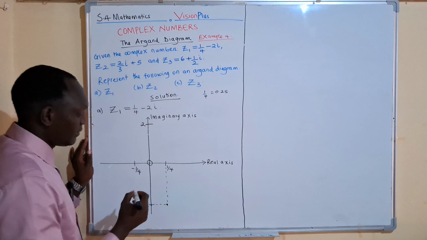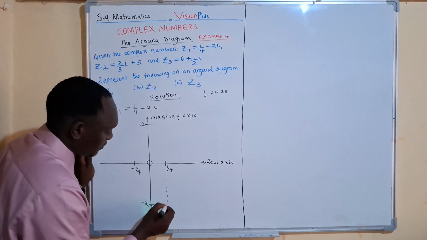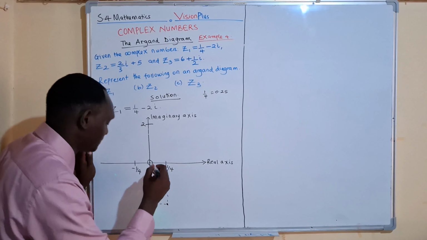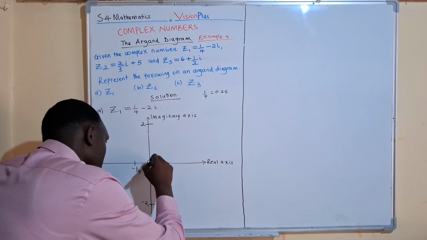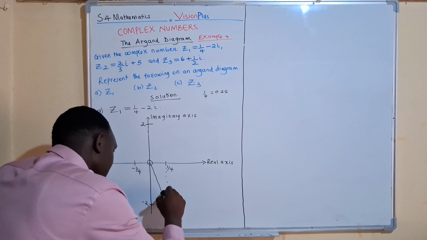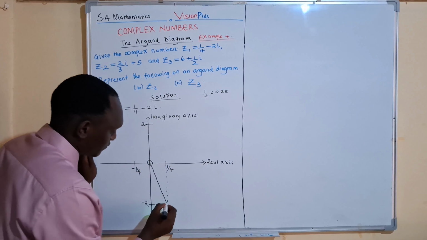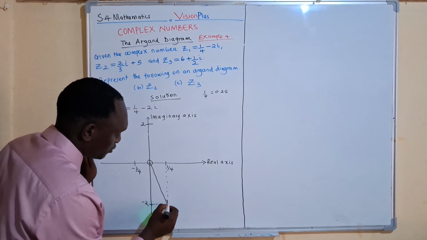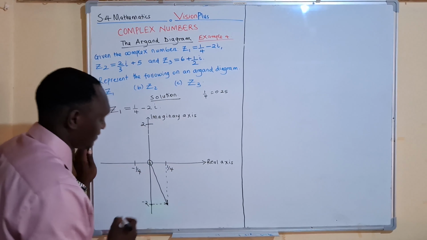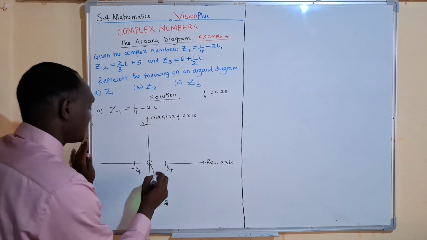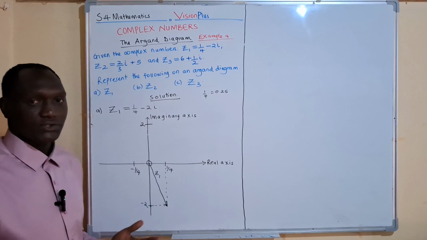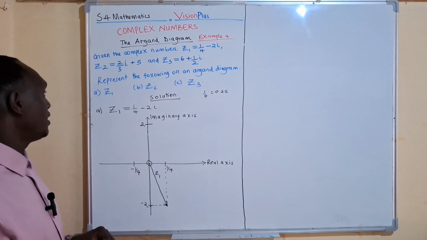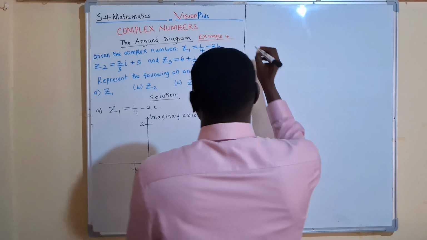And then with your ruler, you get a straight line from the origin to this point of intersection. My ruler is not here right now, but for you, you must use a ruler. Straight line up to there. Then you put an arrow on top because we are saying that it is a vector quantity. And then you just say this is my Z1. And this is the solution to example 4 of part A.